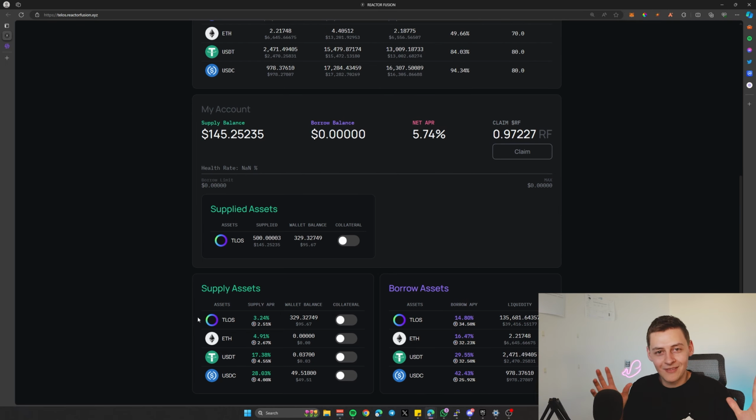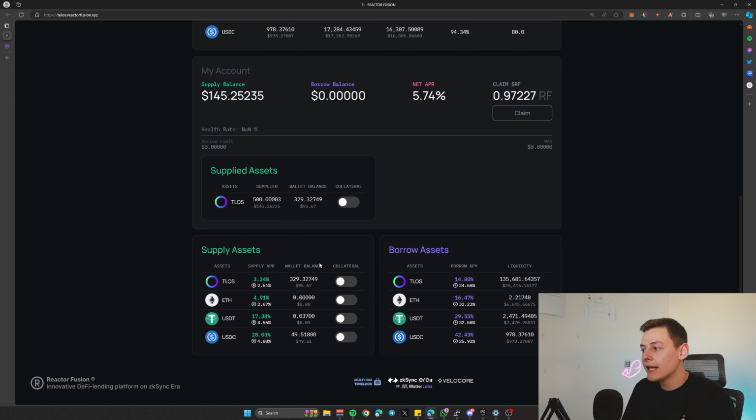So anyway, I've supplied my Telos. Now all I can do is sit back and this will sit here and earn interest. Very, very cool. But what if I want to actually take out a loan? So like I said earlier, I've got Telos tokens. I don't want to sell my Telos, but I want to get a loan in USDT or USDC. How I do that is I deposit my Telos as security, which we've just done. I've supplied it. Then I need to activate it as collateral, meaning that it is security against a loan if I am to take a loan.